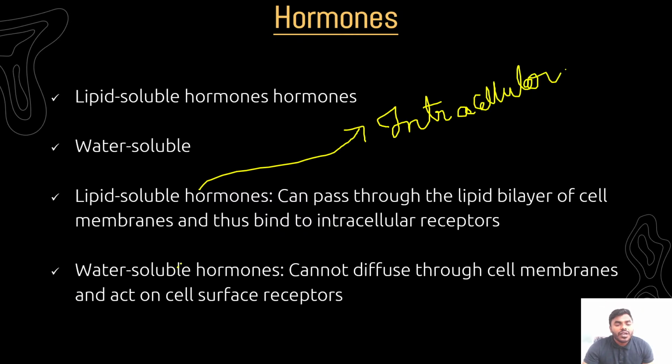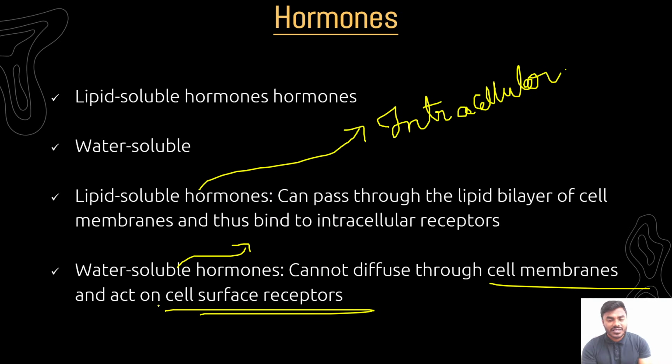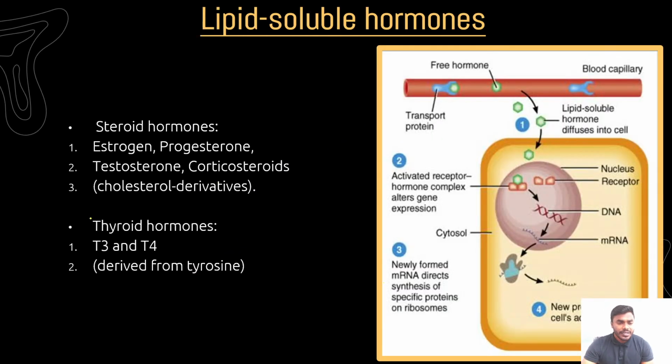And friends, when you look into the water-soluble hormones, what is the point you have to remember? We know very well that water-soluble hormones cannot diffuse through the plasma membrane. So by associating with the plasma membrane only, they have to show their action. How is that possible? They cannot diffuse through the cell membranes, so they always use the receptors which are present on the cell surface only. That kind of receptors, friends, we call the cell surface receptors. Do not get confused with that particular point.